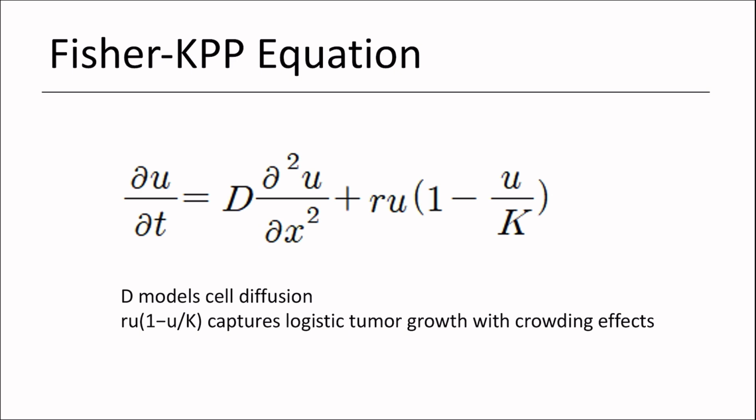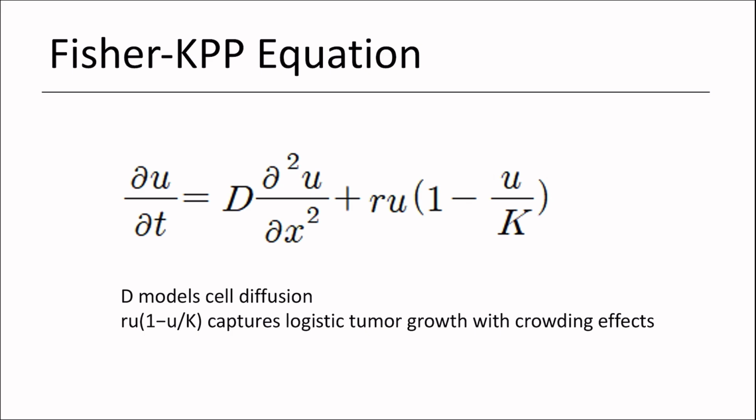Now, let's break down the meaning of each term in the Fisher-KPP equation. The term D in front of the second derivative represents the diffusion coefficient. It describes how fast the tumor cells spread spatially over time. The second part, Ru times 1 minus u, models the growth of tumor cells using a logistic function. It means that the cells proliferate rapidly at first, but as the population becomes dense, growth slows down due to crowding effects.